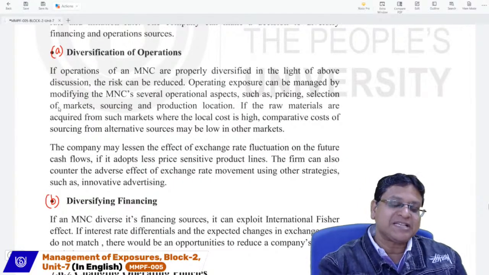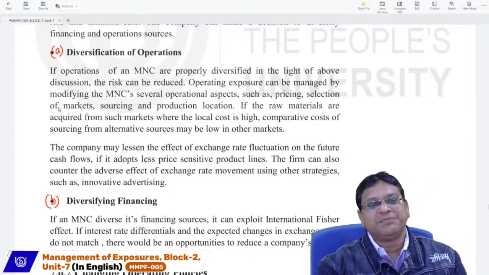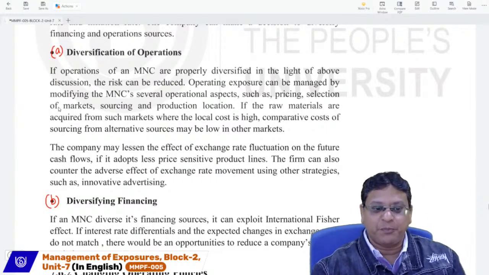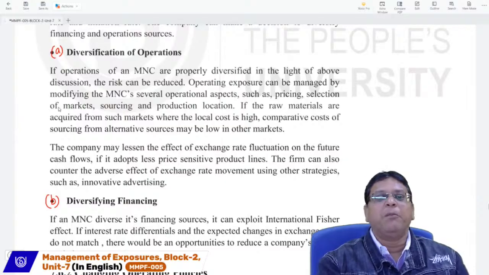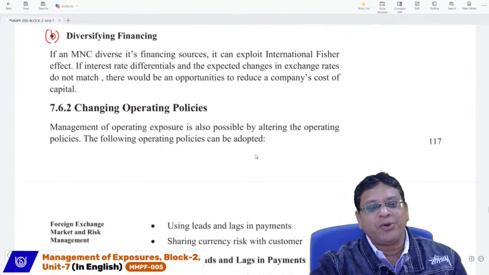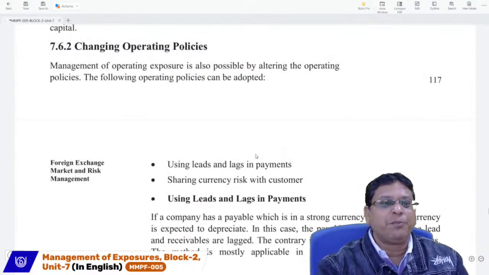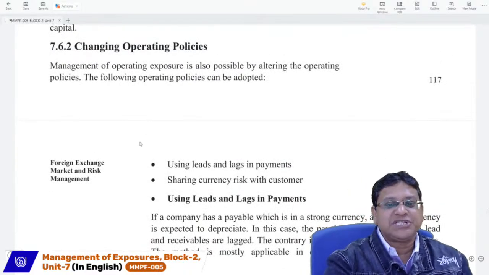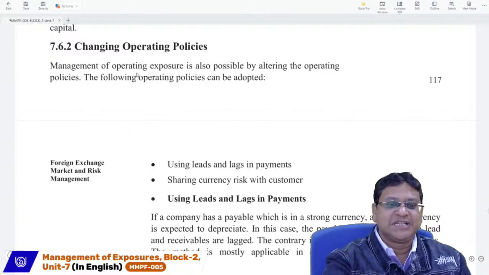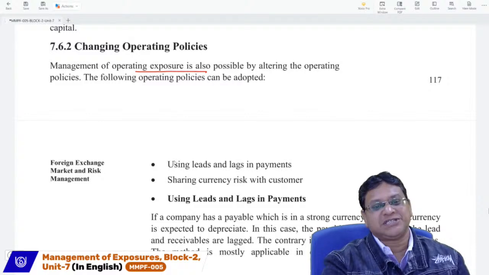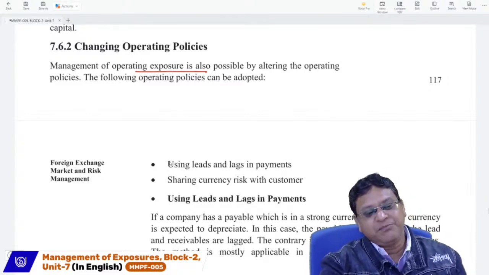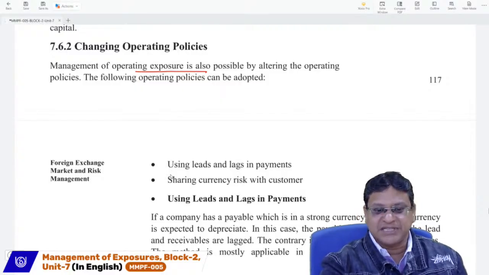So diversification is the key to manage operating risk. By diversifying your operation, you can manage operating risk. Second one is changing operating policy. What is operating policy? Operating policy means day-to-day policies of your business, that is known as operating policy. And by changing some operating policies, you can manage the risk.